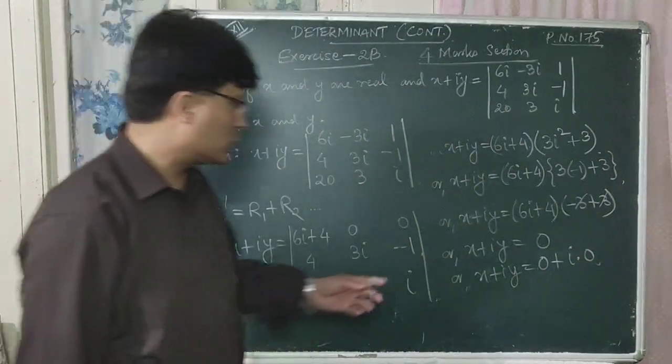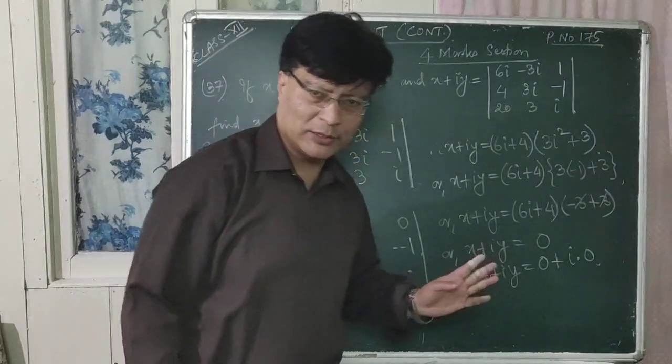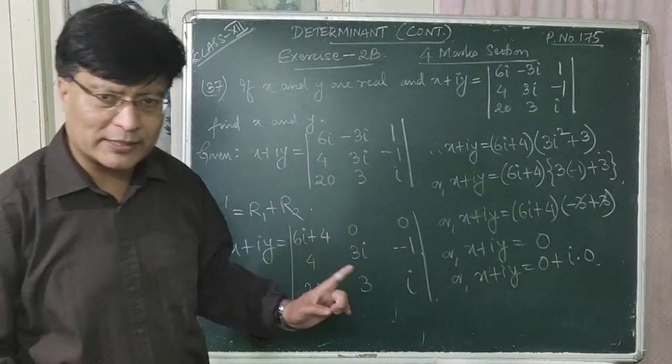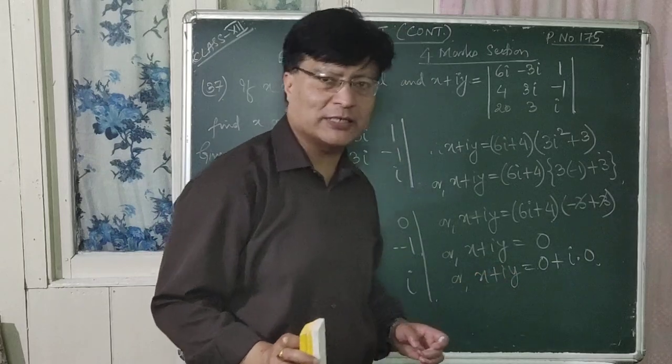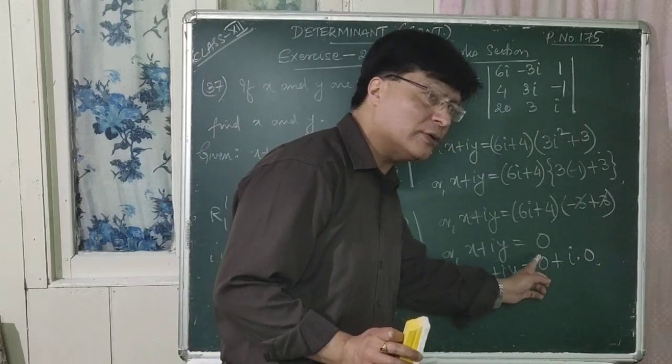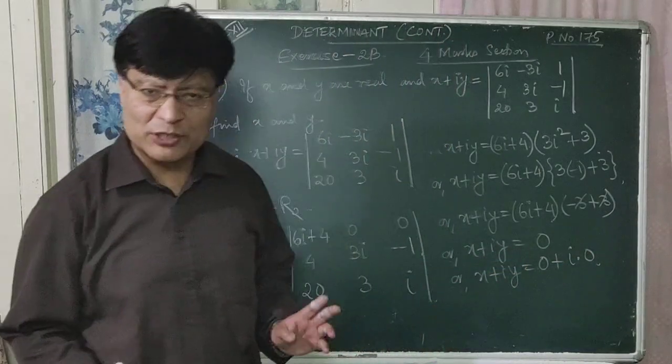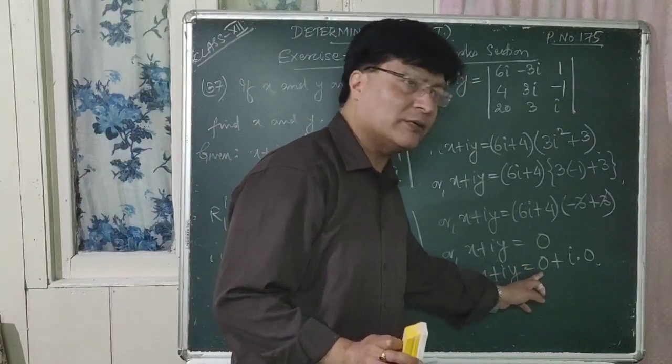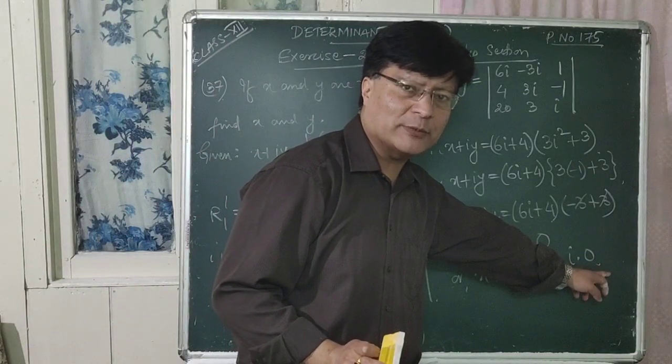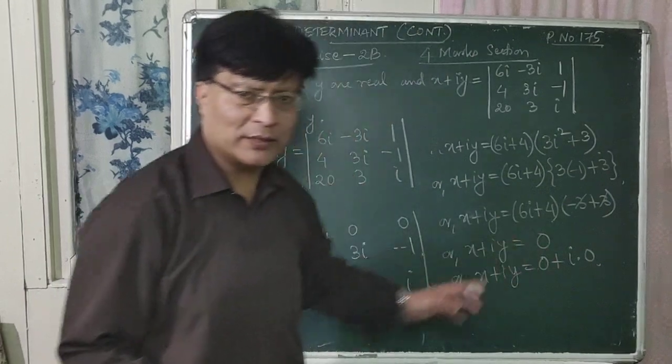Okay? So x is the real part. There is no i there. So x is the real part and y is the imaginary part. In this case also, this is written in terms of a complex number. This 0 is the real part and that 0 is the imaginary part, because that 0 is with i.